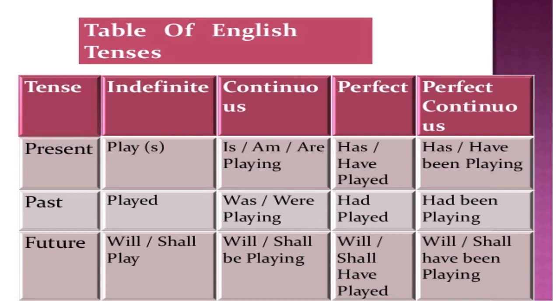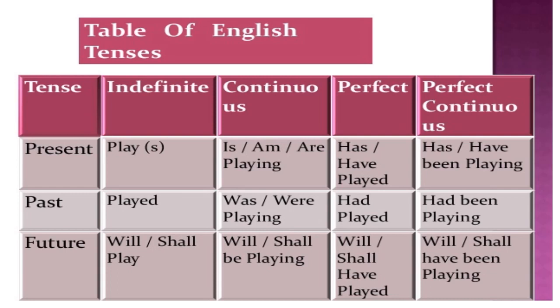This is continuous. After that, perfect. In present perfect, first of all, we use has or have plus the third form of the verb, as it is given, has or have plus played. Then in past perfect, we use had plus the third form of the verb. In future perfect, we use will or shall plus have plus the third form of the verb.